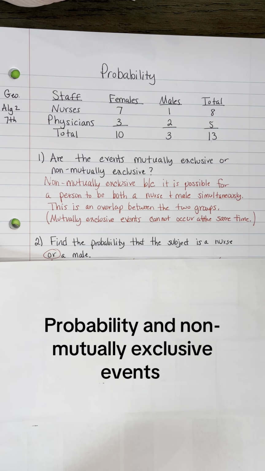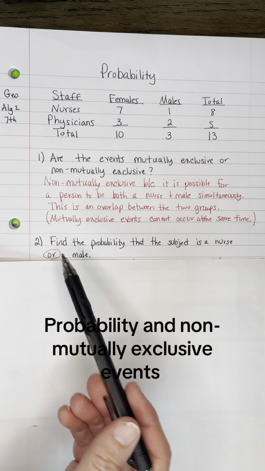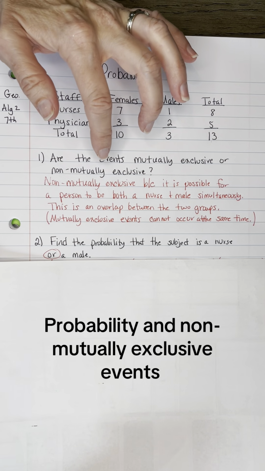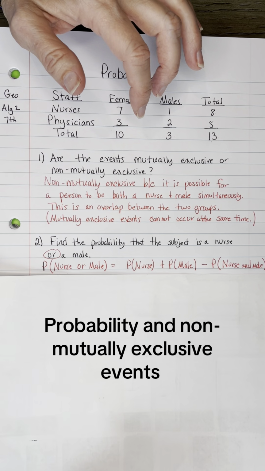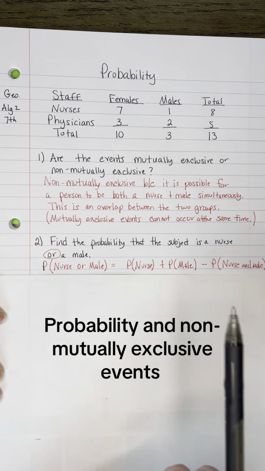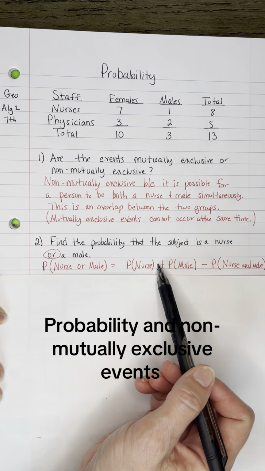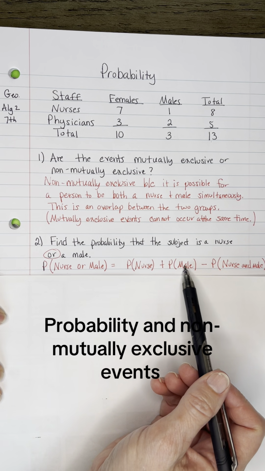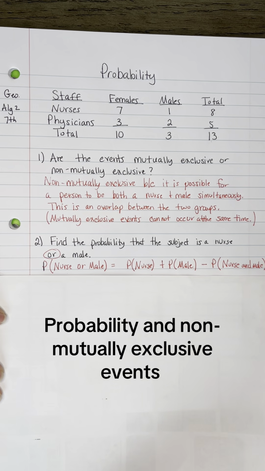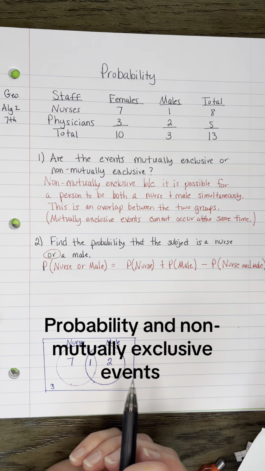So then when I ask you, what is the probability that the subject is a nurse or a male? The "or" is important, especially when we know that it's non-mutually exclusive. We have this formula here. A probability of nurse or male will equal the probability of a nurse, adding the probability of getting a male, and then subtracting off the probability of getting a nurse and a male. Here's a Venn diagram to kind of look at that.